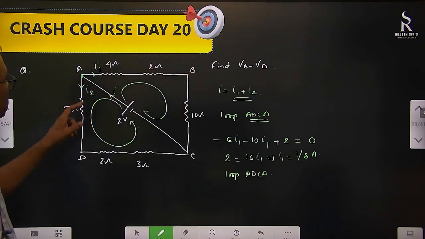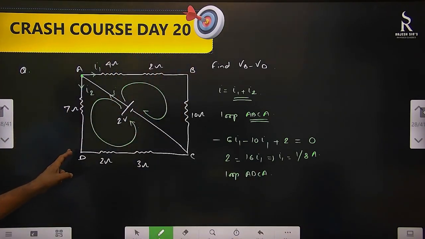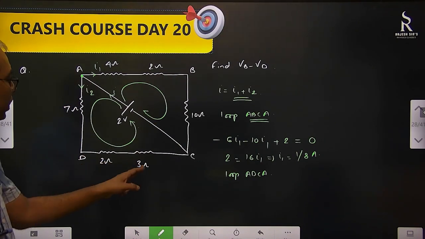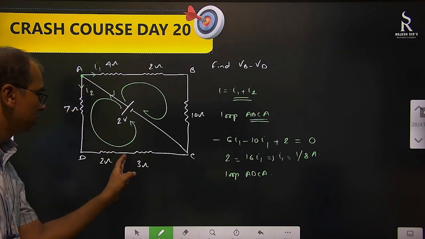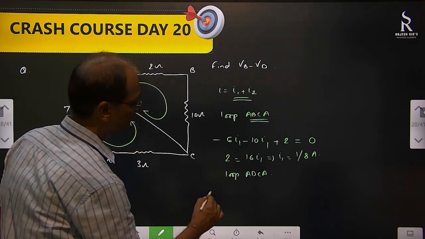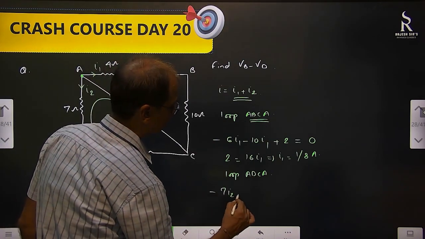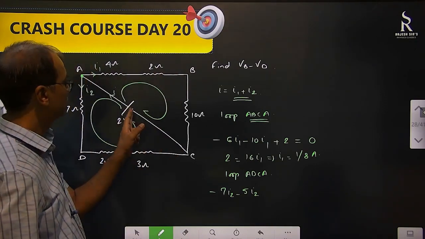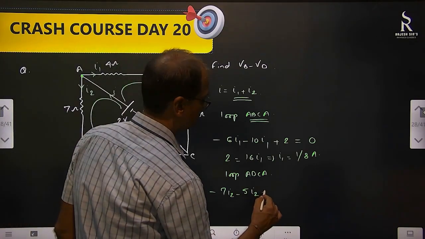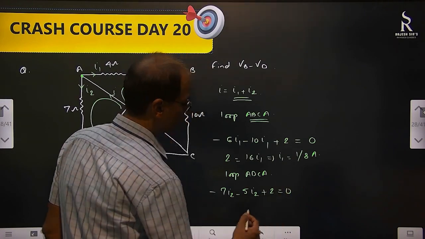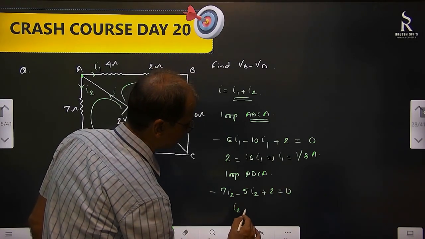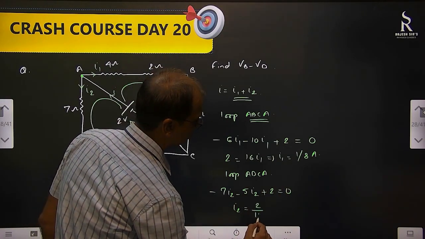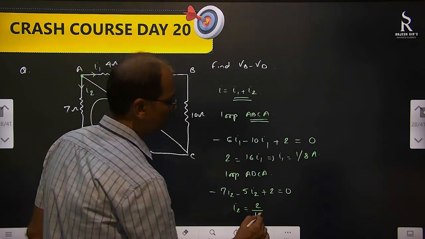Okay. So here 7 I2, and this is again 5 in series. So 7 I2, I2 goes in here also. So minus 7 I2 minus 5 I2. Then this goes inside here, so plus 2 equal to 0. Here also we got I2 is equal to 2 by 12. 2 by 12 means 1 by 6.